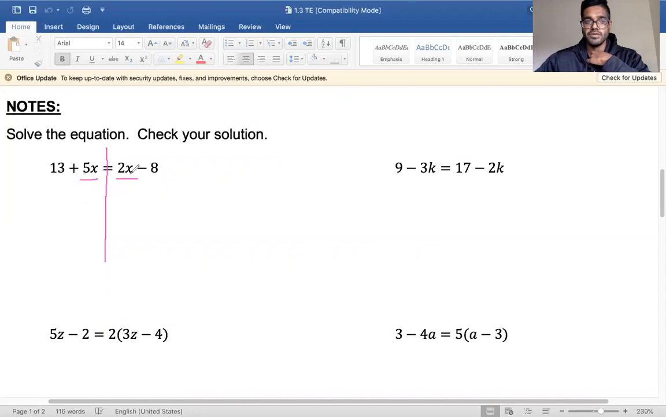Okay, so what can I do? I can subtract 2x on both sides, right? Have I changed the problem at all? No. I'm just moving things around. So I have minus 2x over there, minus 2x over there. And these cross out. Now 13 comes down along the right. Now you have 5x minus 2x is 3x, so plus 3x, and you still got a -8.